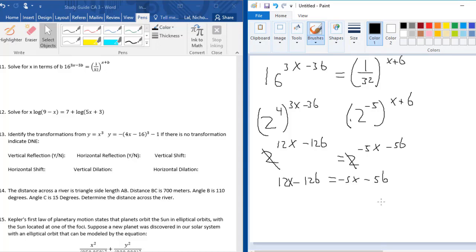So if I want to solve for x in terms of b, I'm going to add 5x to each side, and add 12b to each side. The 5x's cancel out. 12 plus 5 is 17, so I have 17x on the left-hand side. The 12b's cancel out. Negative 5b plus 12b is going to be, negative 5 plus 12 is equal to positive 7. This is 17x is equal to 7b. I divide each side by 17.